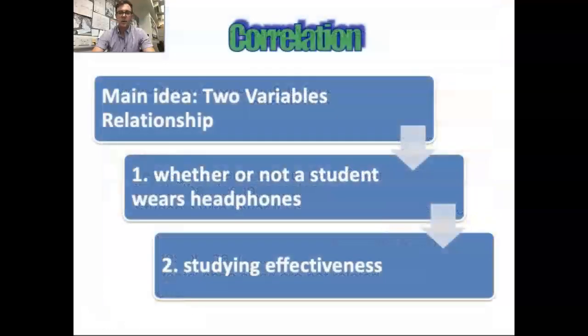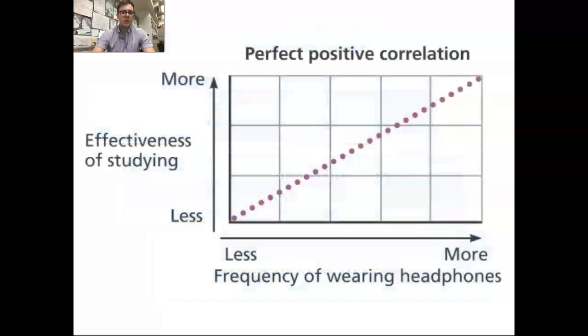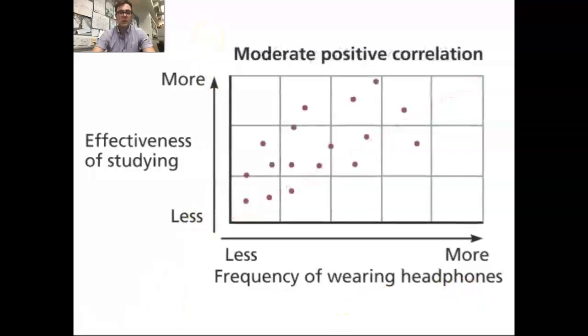So let's look at another example here of a correlation. You've got two main variables. The main idea here is looking at the frequency of wearing headphones and the studying effectiveness of students. So this is a perfect positive correlation. On our x-axis, we have the frequency of wearing the headphones, and on our y-axis, we have the effectiveness of studying. This would be a more realistic correlation of what you would see, a moderate positive correlation. And here it shows us that the effectiveness of studying increases when the frequency of wearing headphones also increases. So you've got both variables rising at the same time.